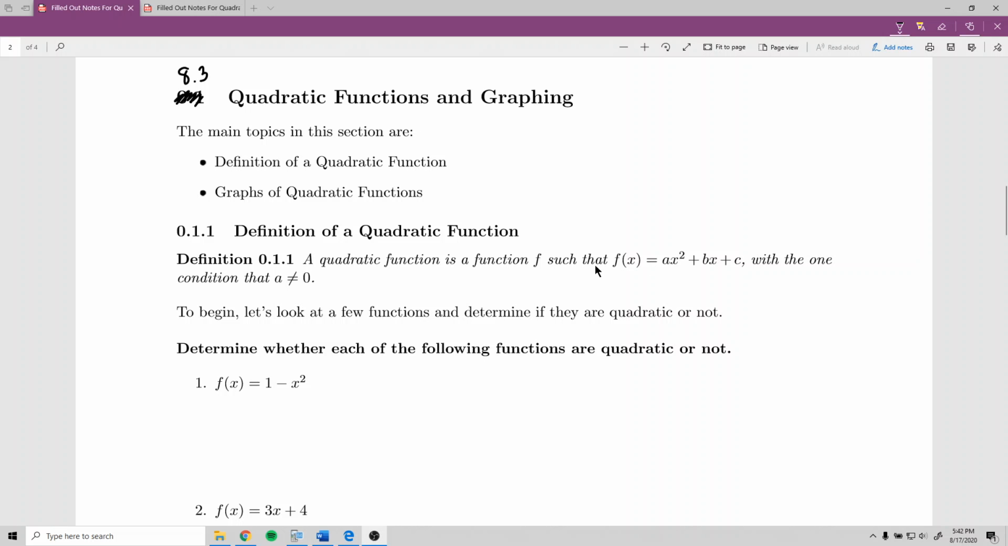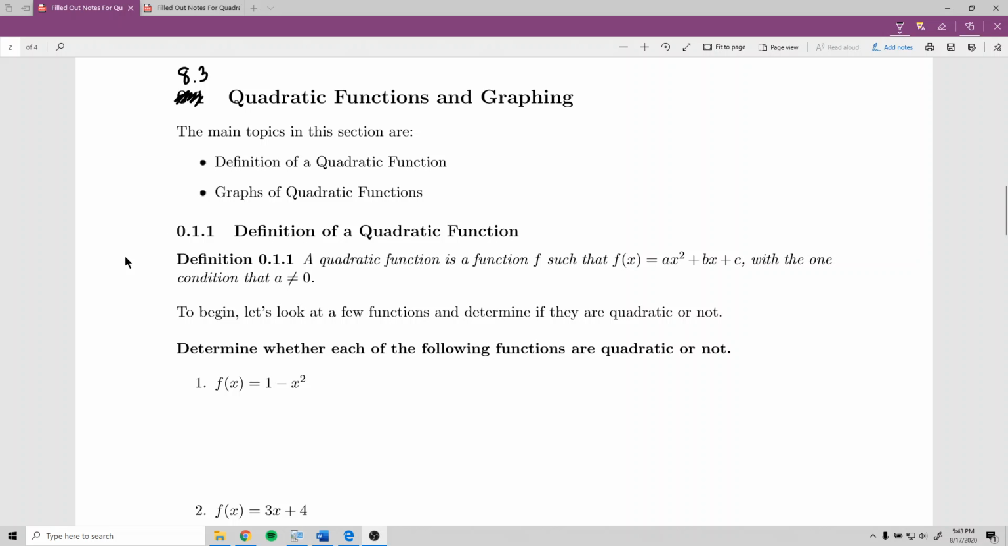This video will be on section 8.3, quadratic functions and graphing. We'll start with the definition of a quadratic function, and we'll pretty much jump into the graphs of quadratic functions, their important properties. Really, by knowing how to solve quadratic equations, we could figure out a lot about them. But the other important thing new in this section are what the graphs look like.